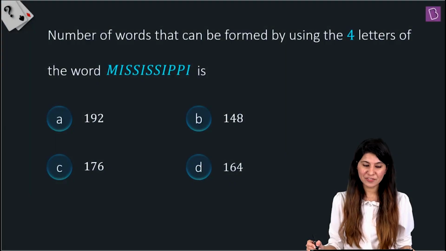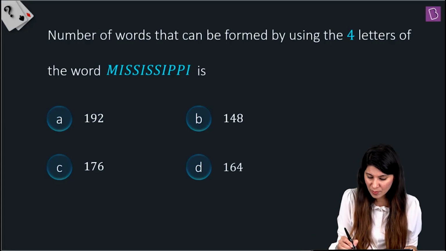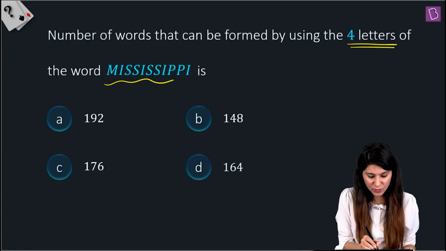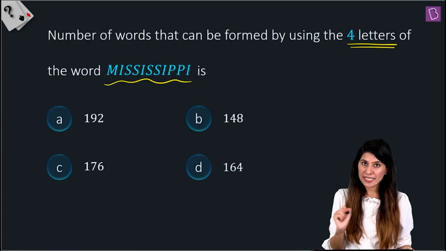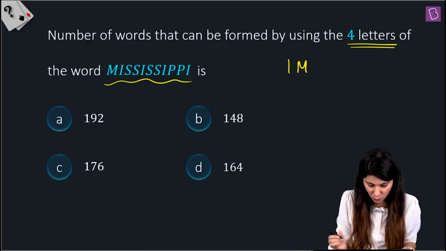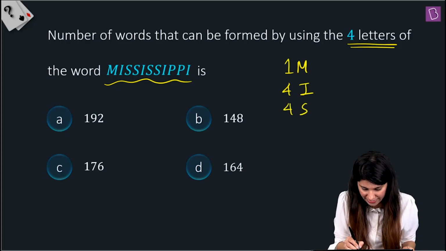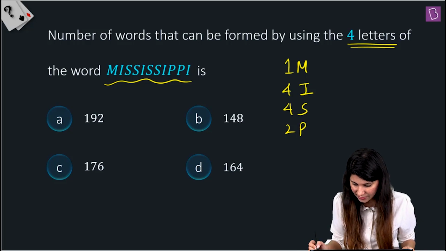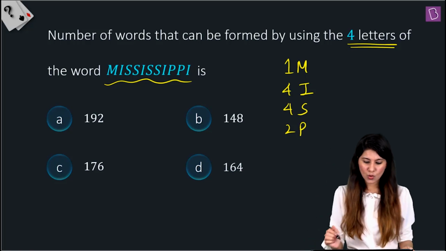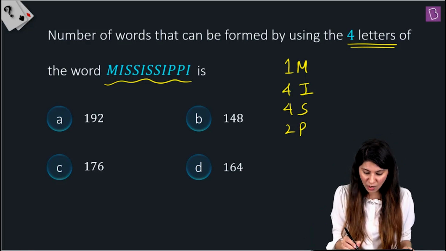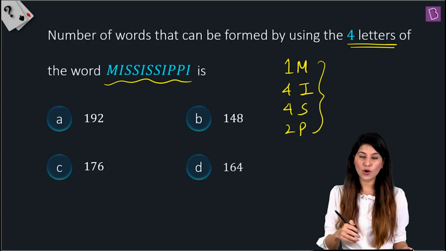In this question, we need to figure out the number of words that can be formed by using four letters of the word Mississippi. Mississippi has exactly one M, four I, four S, and two P. That's it. Is it? Yes. So I need to make a four-letter word out of these letters, which are, of course, more than four.